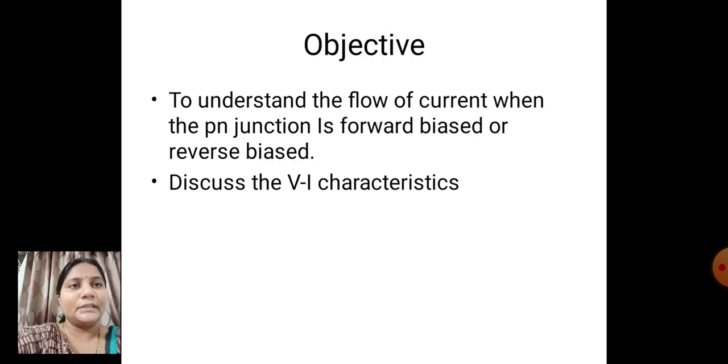Right. The main objective of this lecture is we are going to understand the behavior of PN junction diode when a PN junction diode is forward biased and when a PN junction diode is reverse biased. So simply we can say that we are going to study the behavior of a PN junction diode when it is connected in forward biased condition and reverse biased condition.